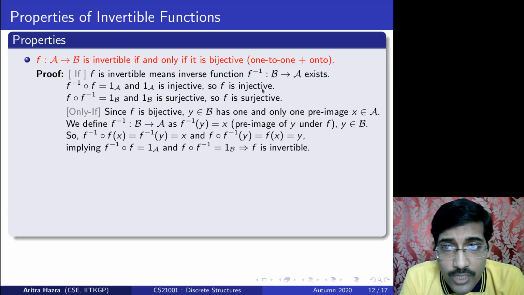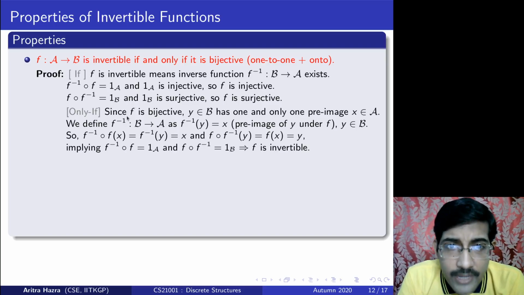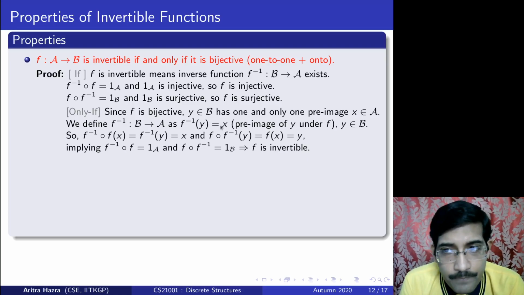So for each y, I have a pre-image x in A. Now I define a new function called f inverse from B to A such that it will map every element to its pre-image. Now once I do that, for an arbitrary y and x, what will happen?